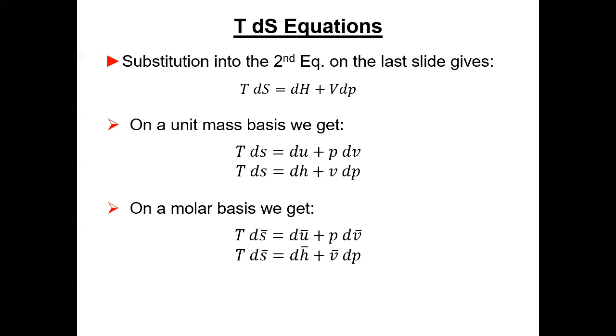So that's what the bar means. That would be the entropy per unit mole, internal energy per unit mole, specific volume per unit mole, etc. So we can do it on a mass basis, we can do it on a mole basis, or we can do it on a total basis. Okay, so those are the TdS relations.